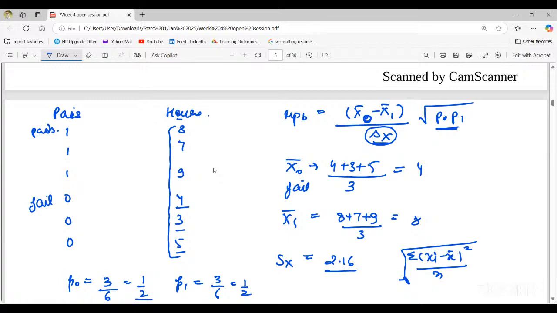How did we calculate P naught? It's the number of students who failed upon the total number, and P1 is the number of students who passed upon the total number. Correct. Okay, so now putting all these values here, we would be getting the point-biserial correlation coefficient.